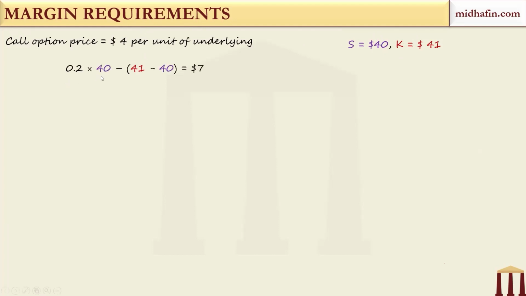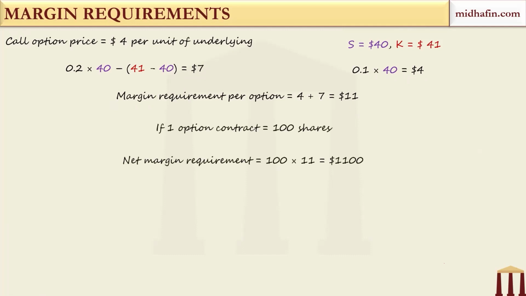First calculation, 20% of the asset price, that is 20% of 40, minus the amount by which the option is out of the money, that is 1. So 20% of 40 is 8, minus 1, that is $7. That's your first calculation. Second calculation is flat 10% of 40, that is $4. Now I'll consider the greater of these two, that is 7. And then my margin requirement here: margin requirement per option is the option price plus the extra calculation that I have done, which is $11 per option. And if you have one option contract, which is for 100 shares, then your net margin requirement will be 100 times 11, that is $1,100.